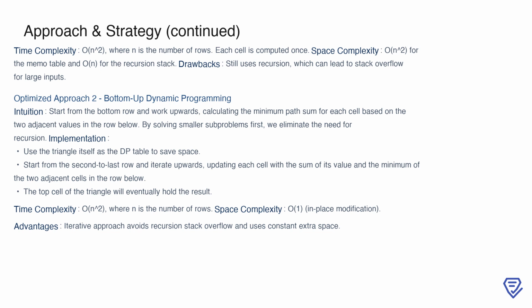Notably, we can use the triangle itself as the DP table, updating it in place to save space. This approach has a time complexity of O(n^2) and a space complexity of O(1), making it both efficient and memory-friendly. Additionally, it avoids the pitfalls of recursion, such as stack overflow, while maintaining clarity and simplicity.